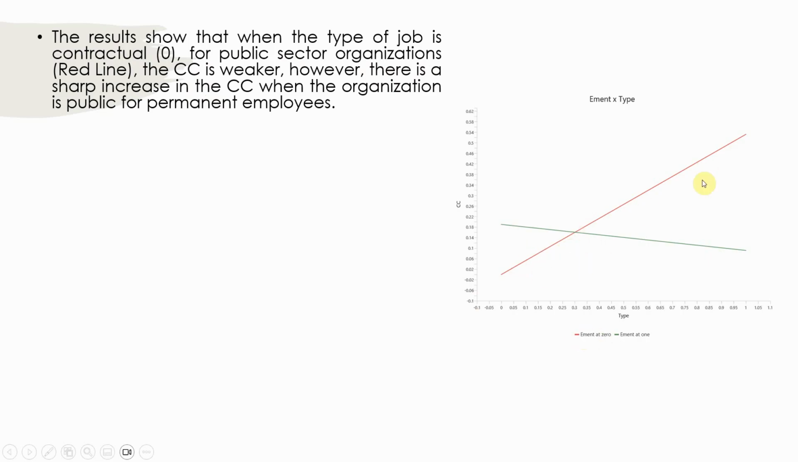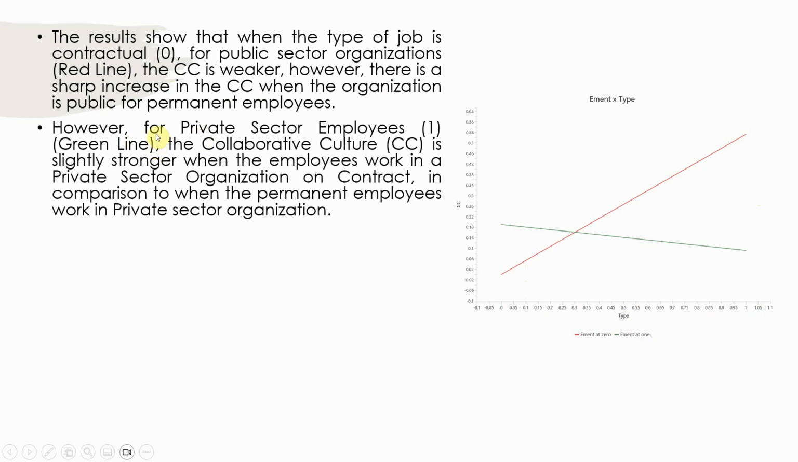So when you are working in a public sector organization on contract basis, your perception of collaborative culture is weak. However, there is a sharp increase in your perception of collaborative culture when the organization is public but you are employed on permanent basis. That is 1 here, type 1. Moving on. However, for private sector employees, that is number 1. So where are your private sector employees? Look at this employment. This green line is your private sector employees. Now forget the red line for now.